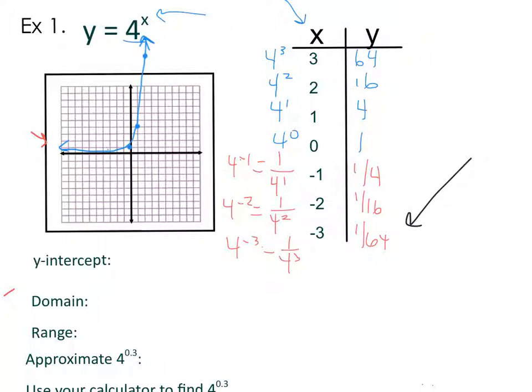No matter what negative number we plug in for x, 4 to the negative 100th, 4 to the negative 500th, it will never get to 0. So as you can notice with this graph, it's never going to get to 0. So I'm going to draw in a dashed line, and we'll talk about what that dashed line is in just a little bit.